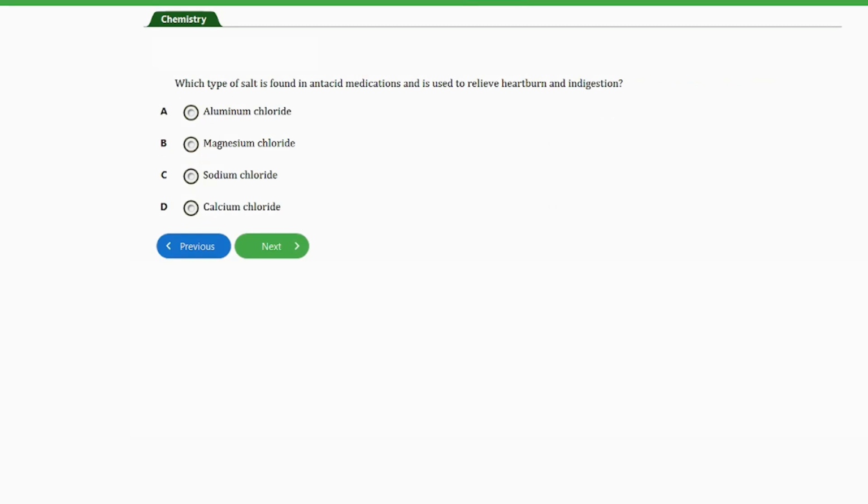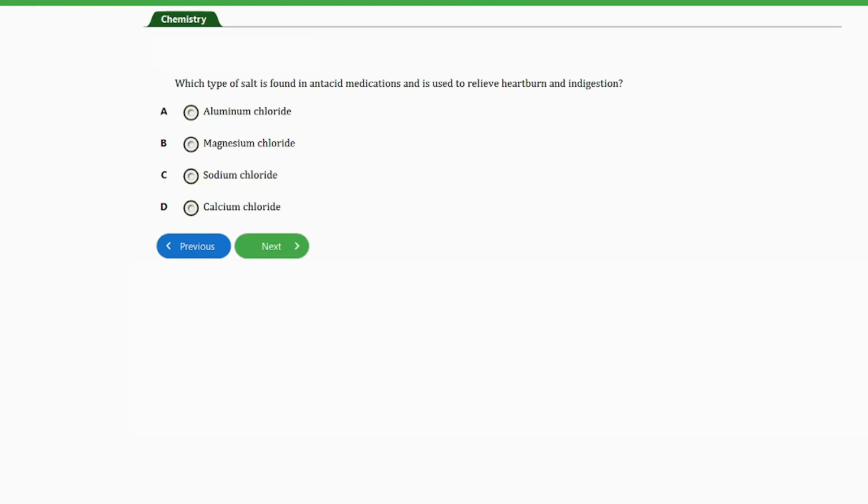The next question here is question number 2, and the question says, which type of salt is found in antacid medications and is used to relieve heartburn and indigestion? A, aluminum chloride. B, magnesium chloride. C, sodium chloride. D, calcium chloride. So guys, the answer to this question is option B, and that's magnesium chloride.